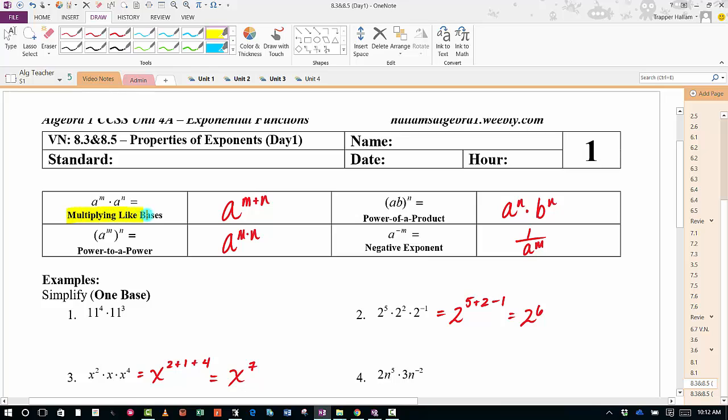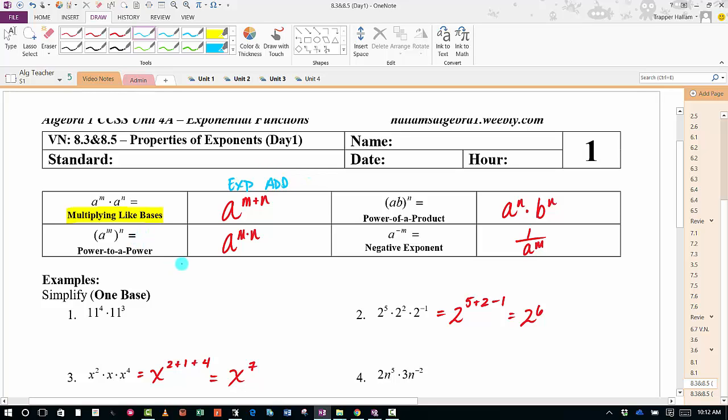The first one we like to call is multiplying like bases. That means that if we have the same base, A has to be exactly the same base. But if that's true when we multiply them, the result is that the base stays the same. Nothing changes there. We don't add or multiply or subtract it, but our exponents are added. And we'll see some examples of these in just a second.